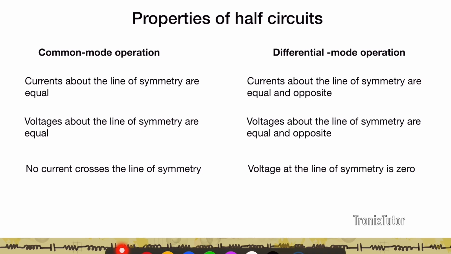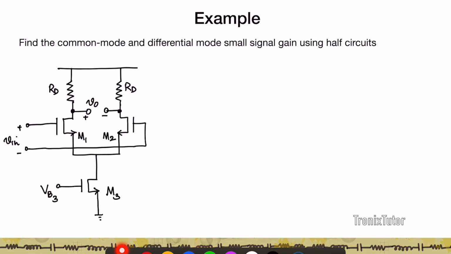And finally, because these two half circuits work similar to each other, in common mode, no current crosses the line of symmetry because no current is going to flow since the voltages across the line of symmetry are equal. However, what you see in this case is because the voltages are equal and opposite, at the line of symmetry, you're going to have a case where the voltage at the line of symmetry is going to be 0. So what you can do is using these concepts, given a symmetric differential amplifier, you can try and construct a half circuit and then use that to calculate the gain of the circuit. So let's look at a few examples.